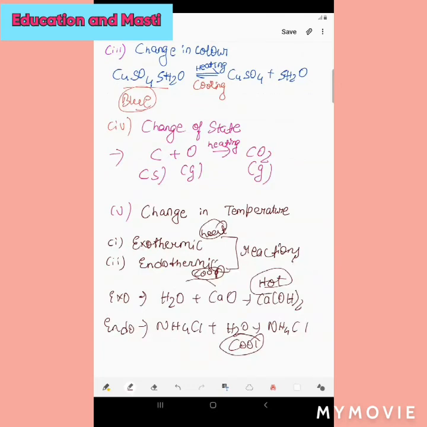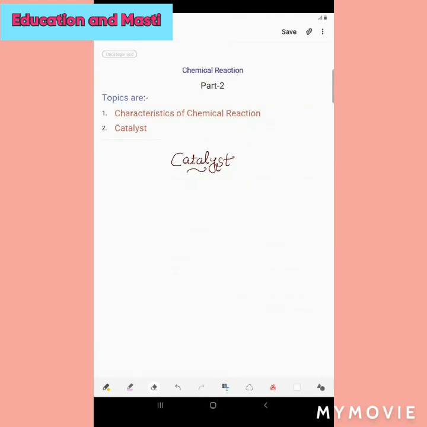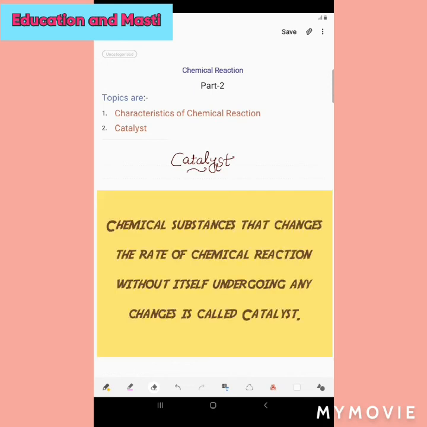Now we will begin with the second topic, which is catalyst. So now let's start with the last topic, that is catalyst. In some chemical reactions, a chemical substance called a catalyst is used. A catalyst is a chemical substance that changes the rate of a chemical reaction without itself undergoing any change, which means either it increases the rate or decreases the rate, but itself it is not involved in that change.